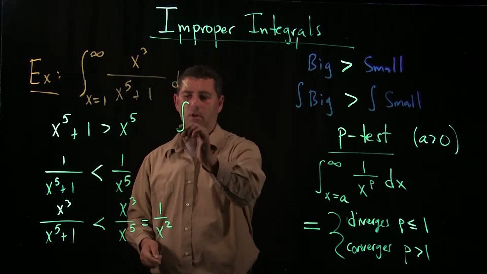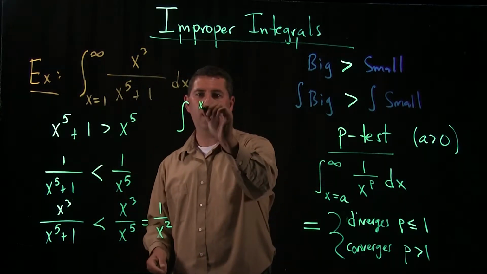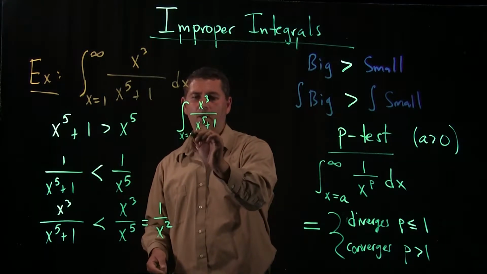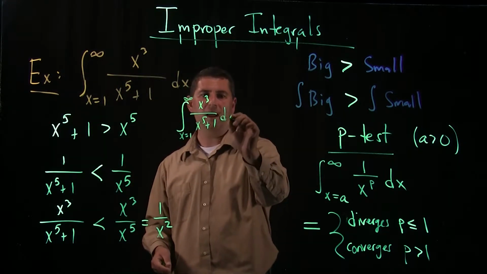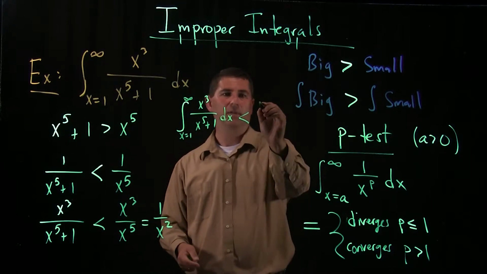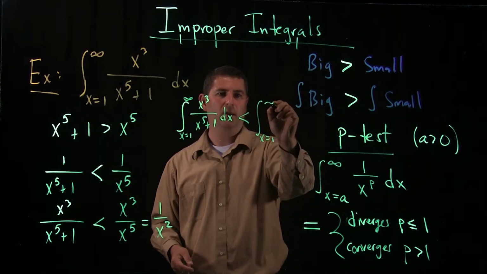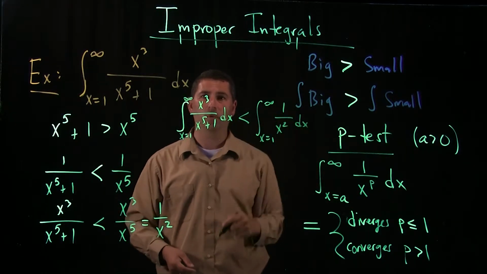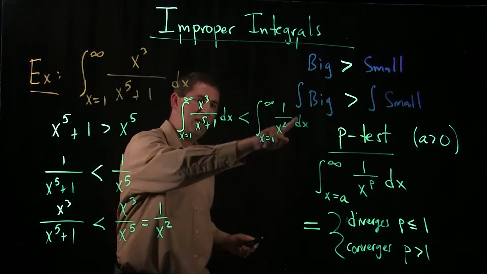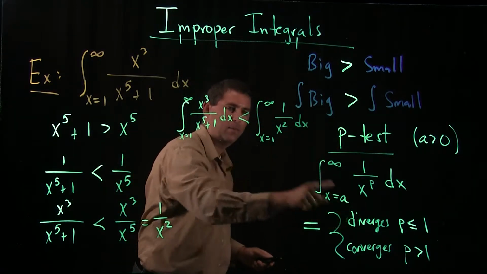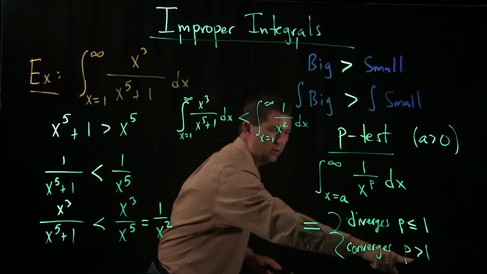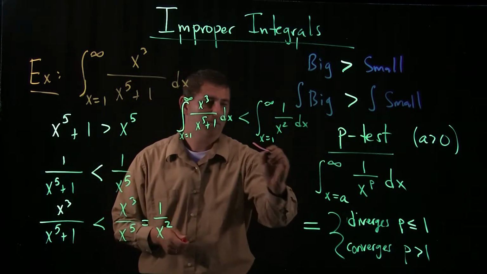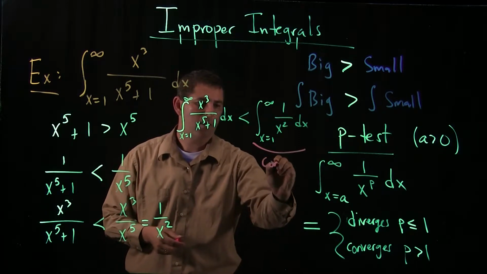The integral of the smaller, x cubed over x to the 5th plus 1, well, I need some bounds here, 1 to infinity, dx, is going to be less than the integral, 1 to infinity, 1 over x squared dx. That's the bigger function, 1 over x squared. But this guy, by the p-test, well, let's see, p is 2, 2 is greater than 1, this converges. This big integral converges.